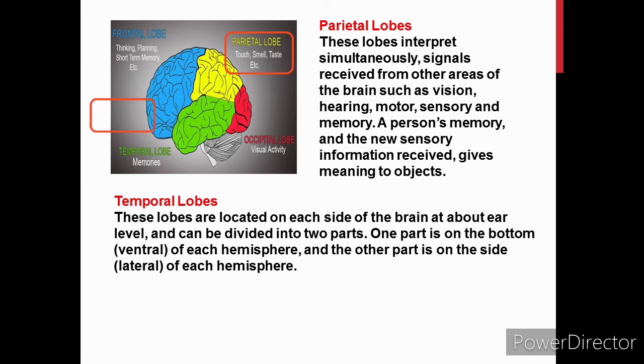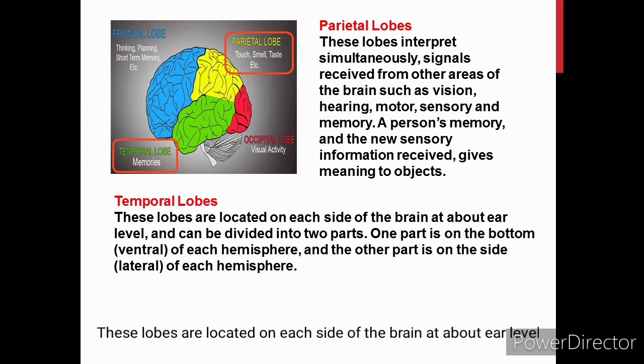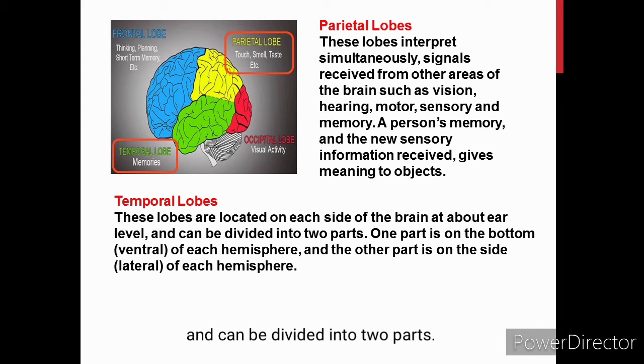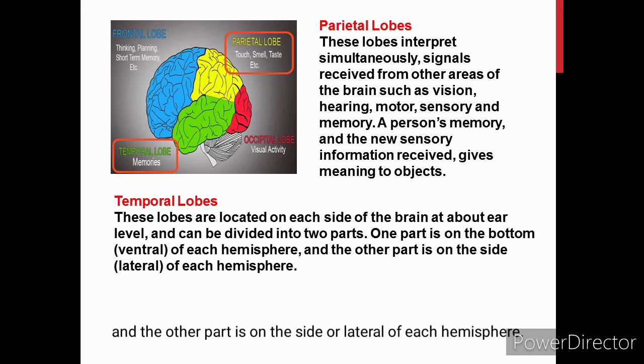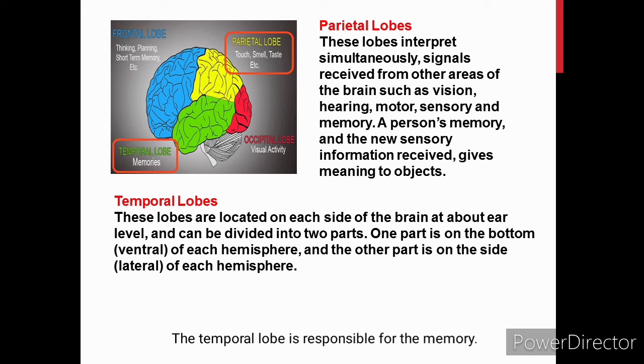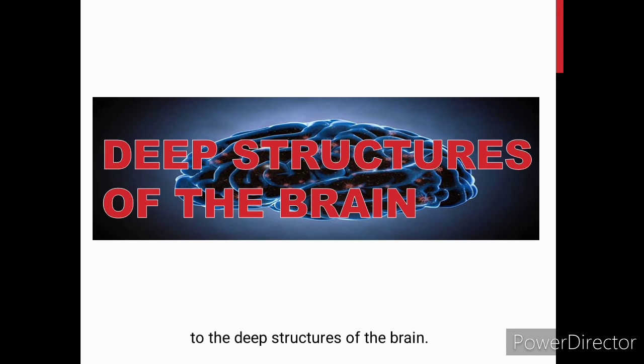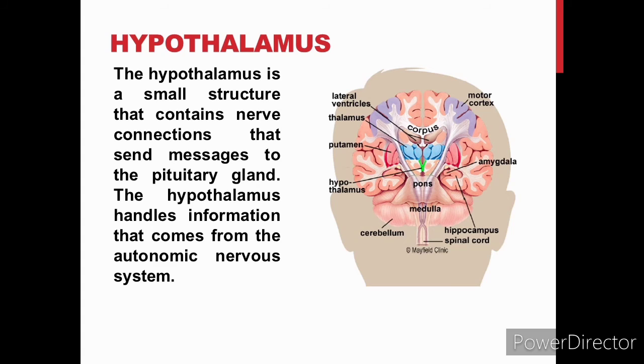Temporal lobes. These lobes are located on each side of the brain at about ear level and can be divided into two parts. One part is on the bottom or ventral of each hemisphere, and the other part is on the side or lateral of each hemisphere. The temporal lobe is responsible for memory. Let's go on to the deep structures of the brain.